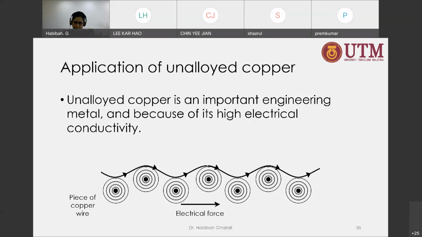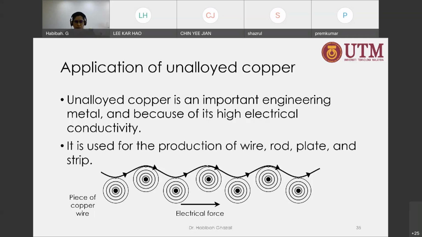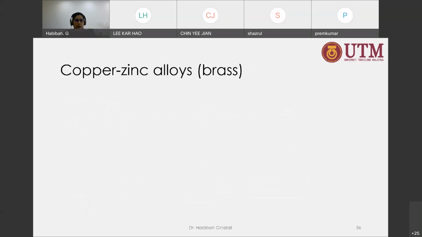So the freedom is easy because copper only has one valence electron. So they have been used in the production of wire, rod, and plate in a lot of engineering applications. One of the most common classifications of copper alloy is brass.